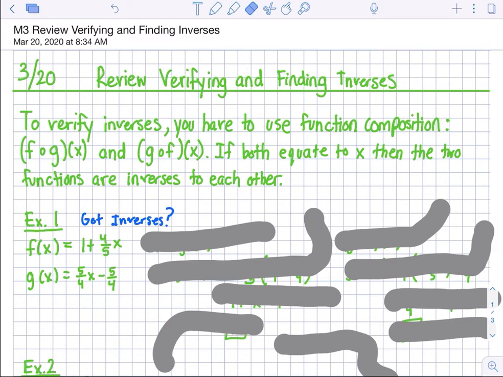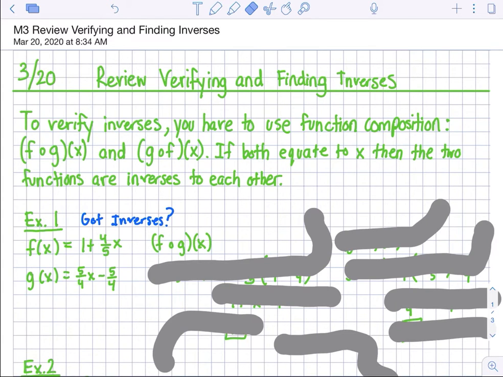So example 1, we have f of x right there and g of x right there. And the question is, got inverses? Kind of like the play on words on got milk. Ha ha ha, that was a terrible joke.